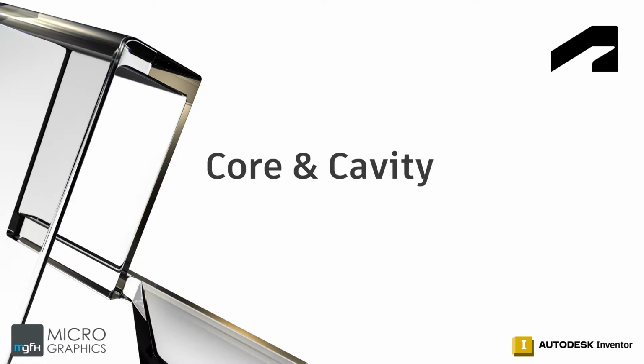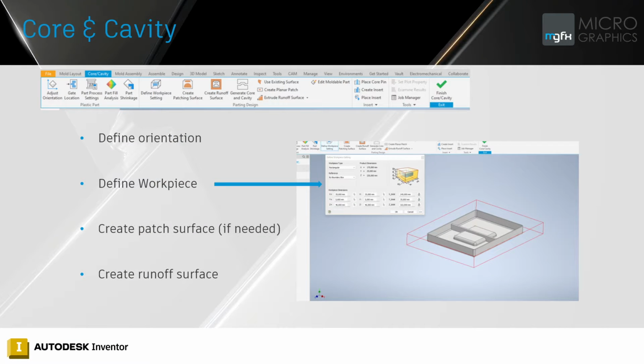Okay, let's take a look at the core and cavity method, or the core and cavity toolset rather. Once you're done with the basic setup and you've adjusted the orientation, you can go in and set up the workpiece, which, if you've done any sort of CNC machining, is basically similar to your stock material. So you'll define the material that you're working with, right?